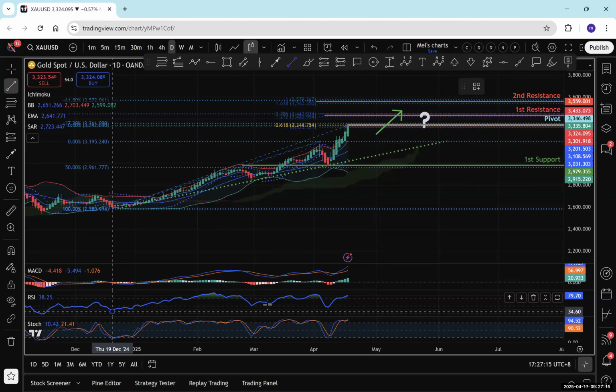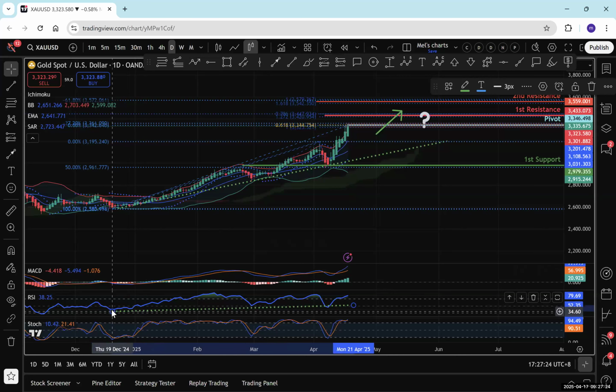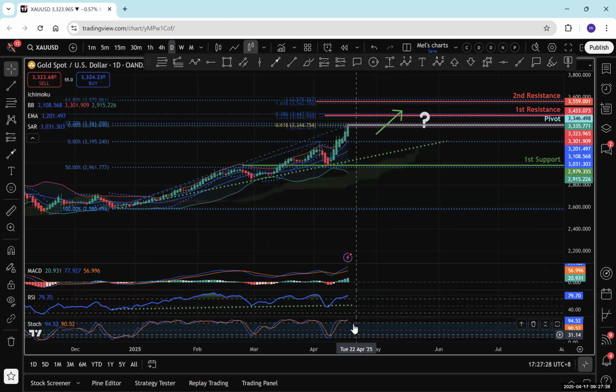Let's see if we have a trend line here. Okay, we actually have a trend line on the RSI here. But not so much on stochastic. Okay, so I'm gonna remove that.